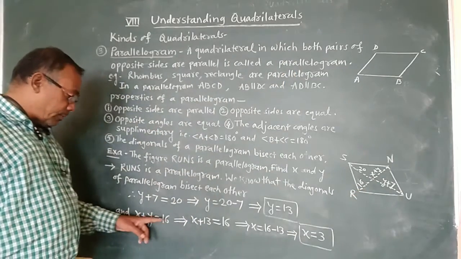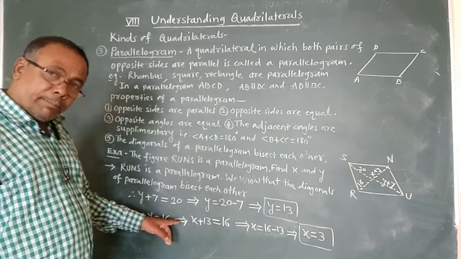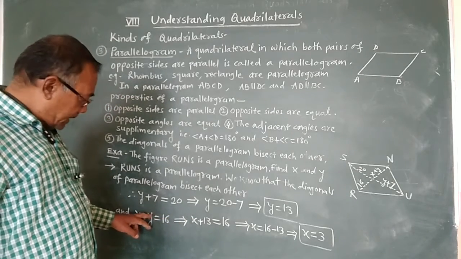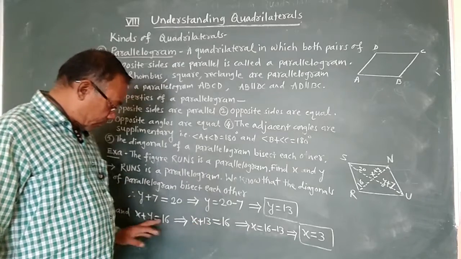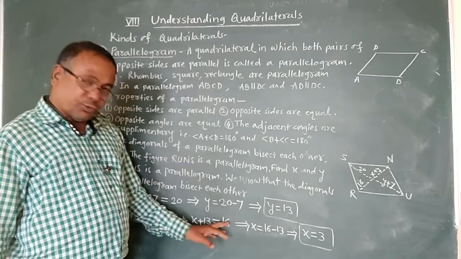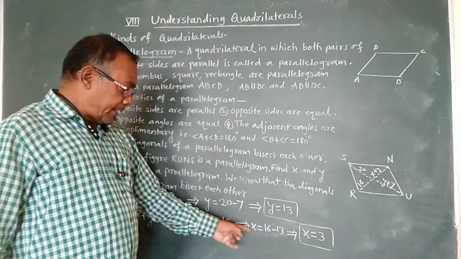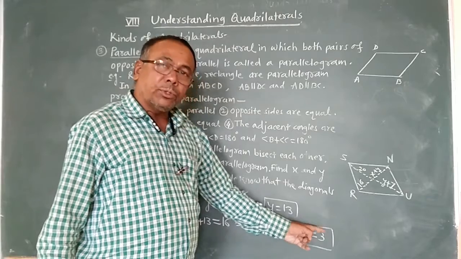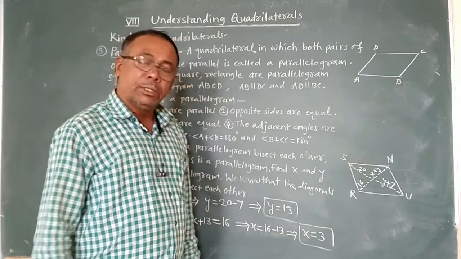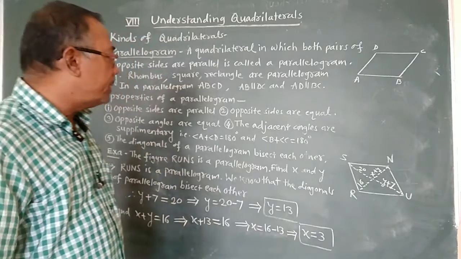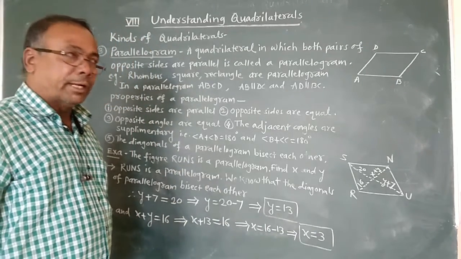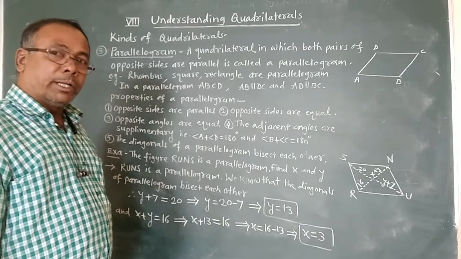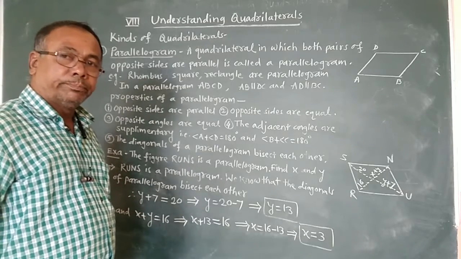Here x plus y is equal to 16, which implies we have to substitute the value of y, that is, y is equal to 13. So x plus 13 is equal to 16, and therefore x is equal to 16 minus 13, and that is x is equal to 3. In this way we can solve various types of examples which are based on the properties of the parallelogram, and therefore you must learn all these properties of the parallelogram.